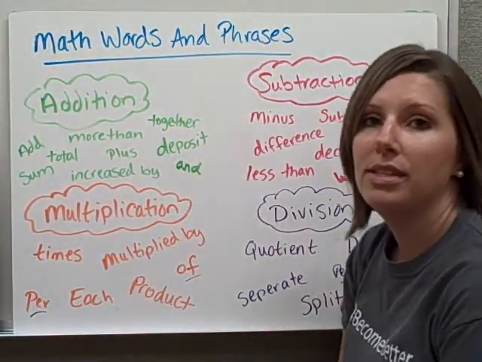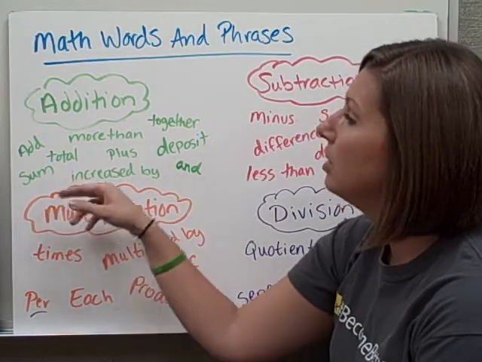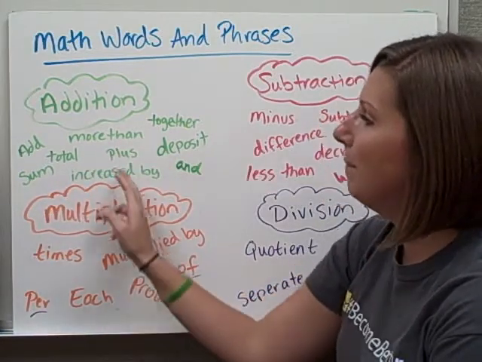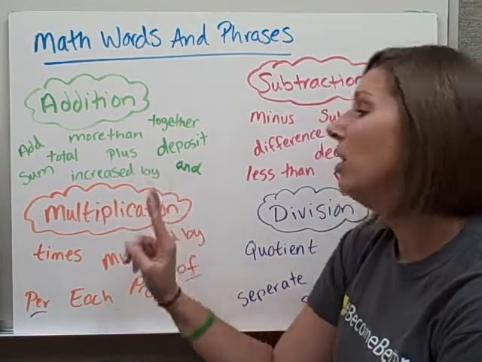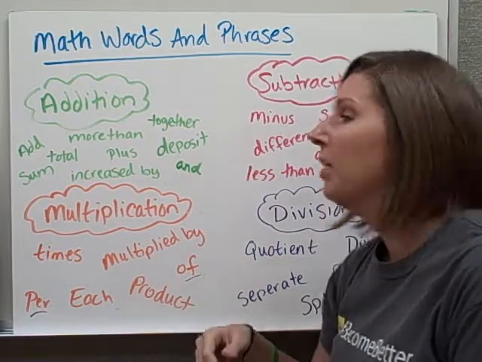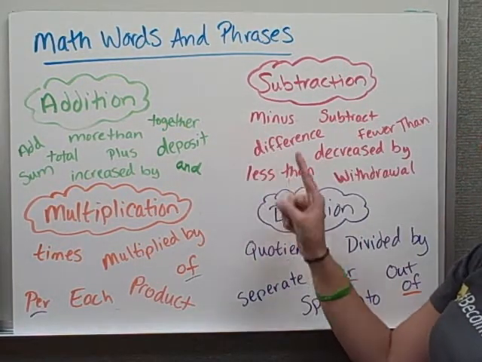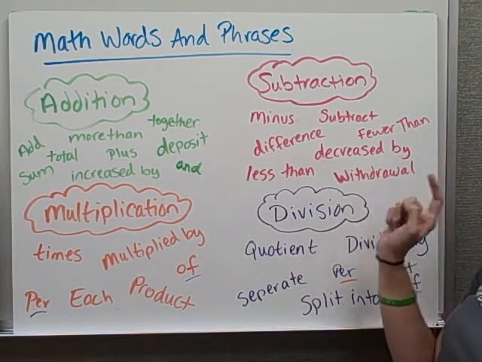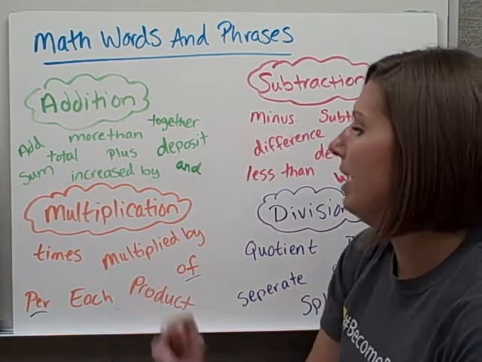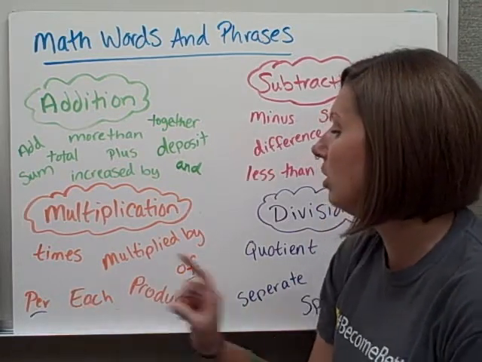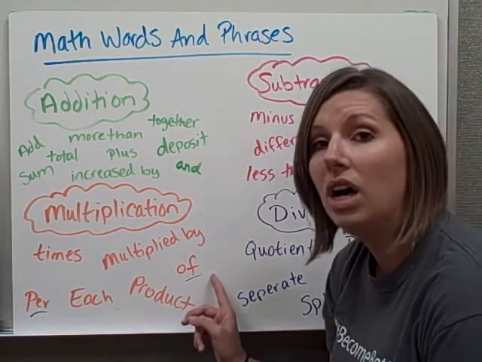Some math words and phrases that you'll frequently see. Addition could be add, sum, total, more than, plus, increased by, together, deposit, or and. Subtraction, we could have minus, subtract, difference, fewer than, decreased by, less than, withdraw. Multiplication, I could have times or multiplied by, per, each, product, or of.